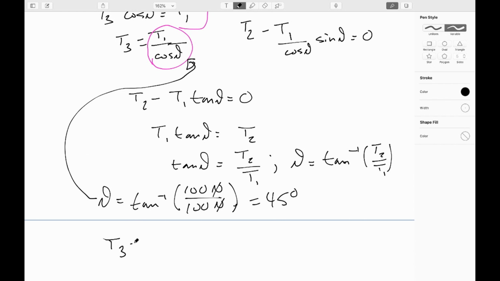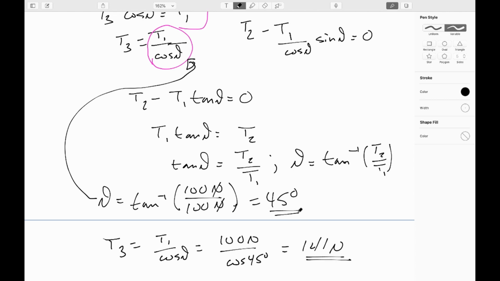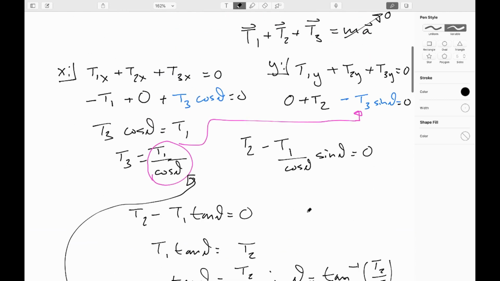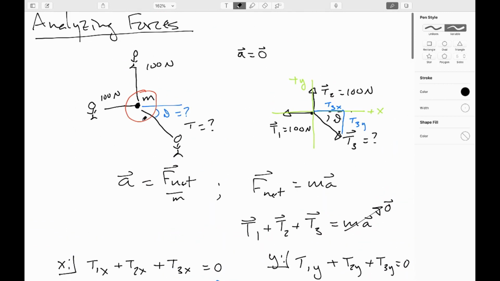So this will give me T3 equals T1 over cos theta, so that would be 100 newtons over the cosine of 45 degrees, which will work out to be 141 newtons. So it turns out that our third person, to keep the tug of war fair, is going to have to pull down and to the right at 141 newtons, 45 degrees south of east.